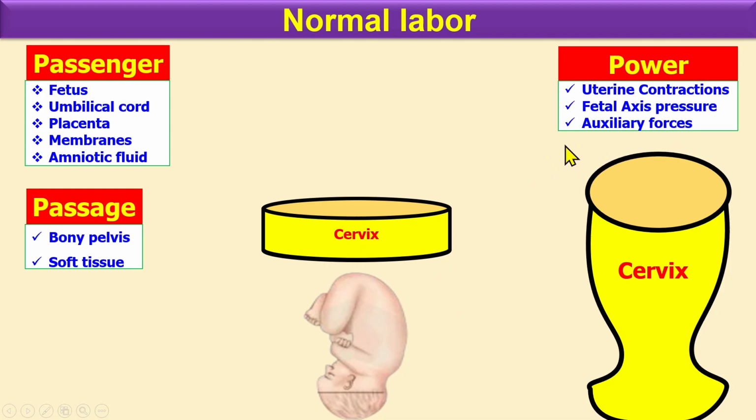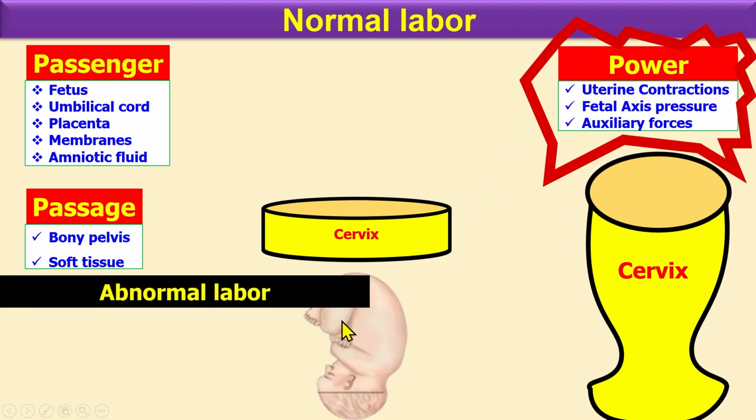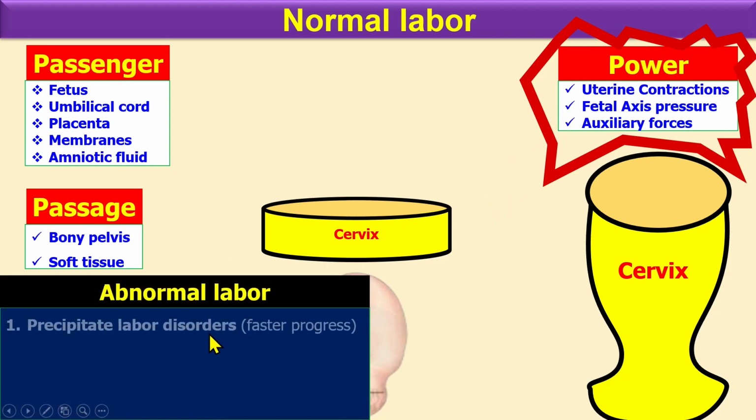We cannot change the passenger, we cannot change the passage, but the only thing which we can increase or decrease is the power, that is the uterine contraction power. If there is any problem in the passenger, the passage, or the power, this leads to abnormal labor. What is abnormal labor?